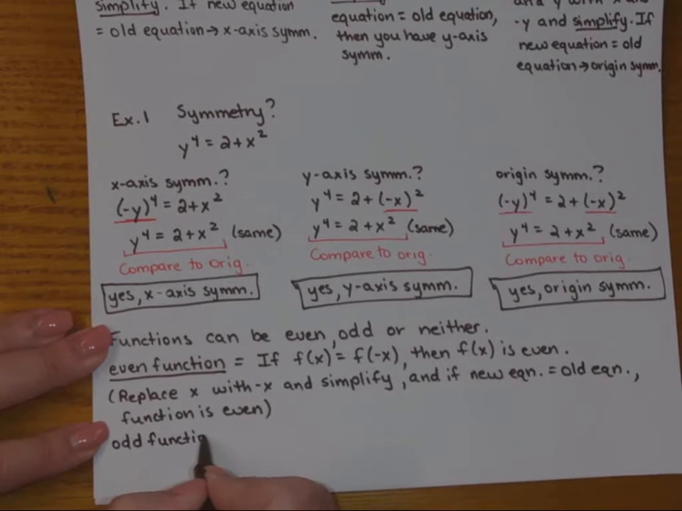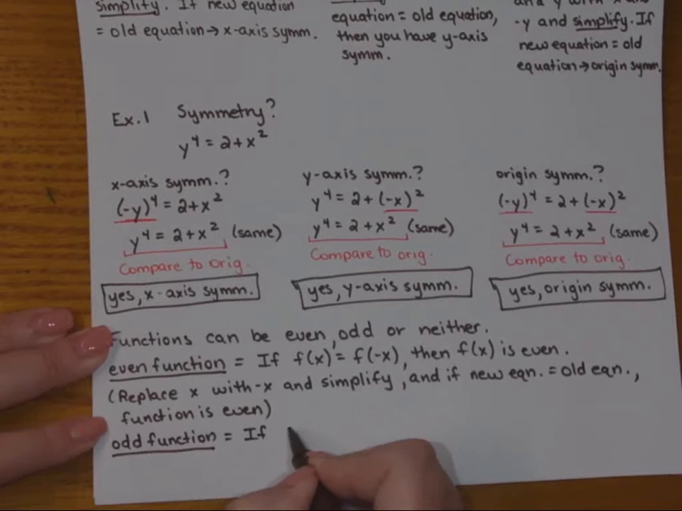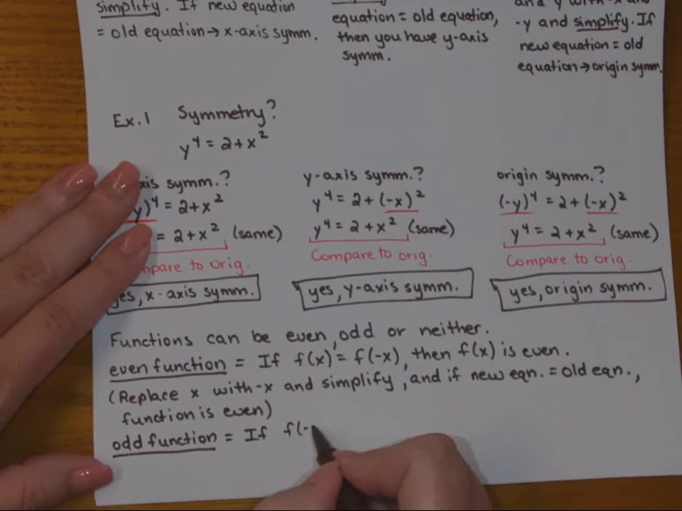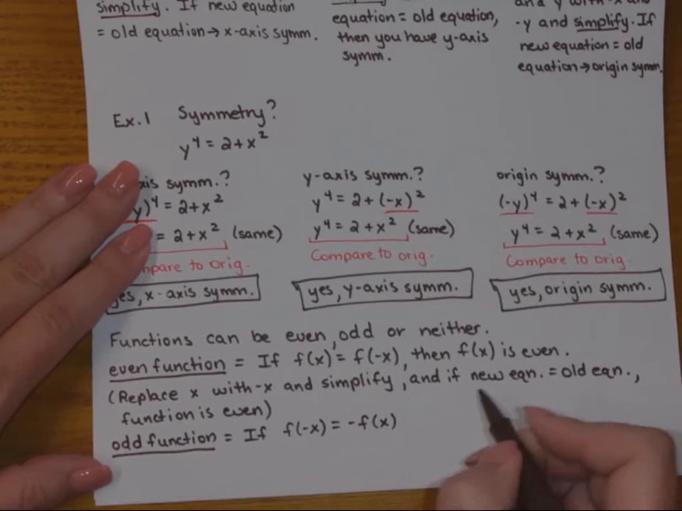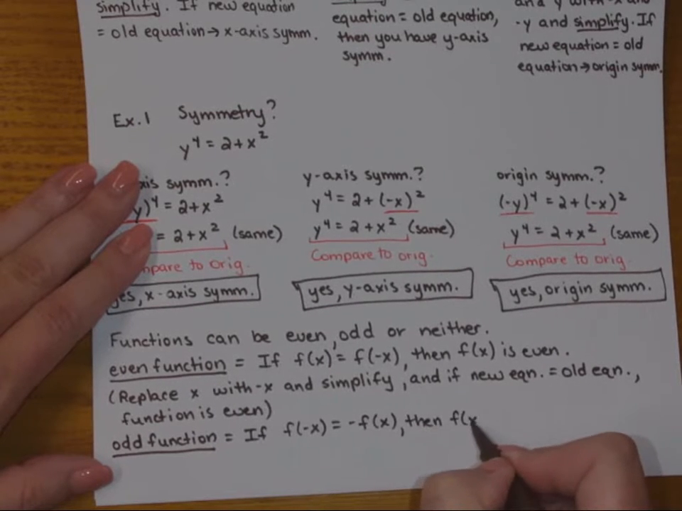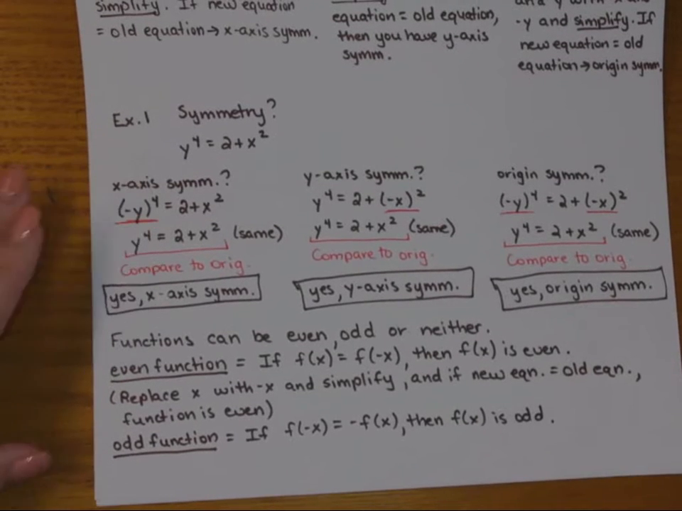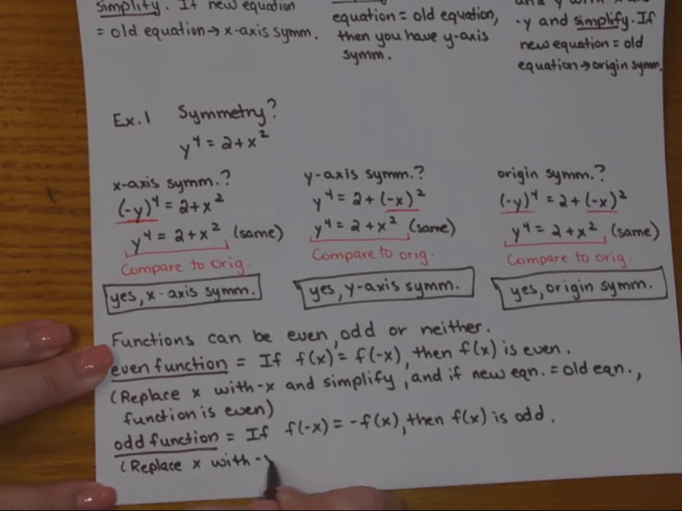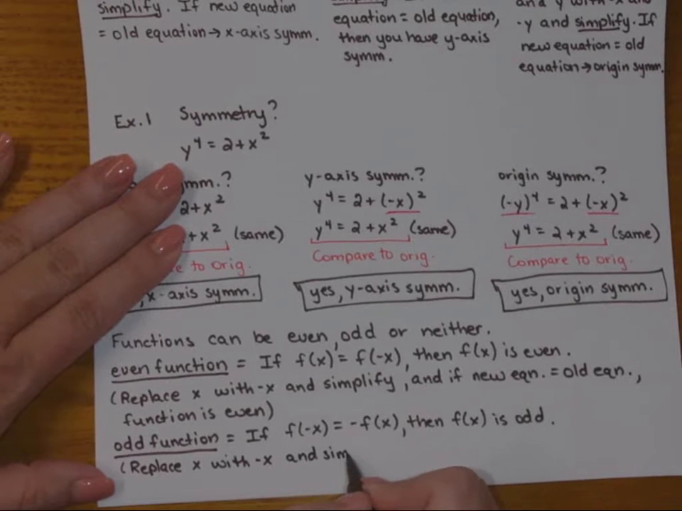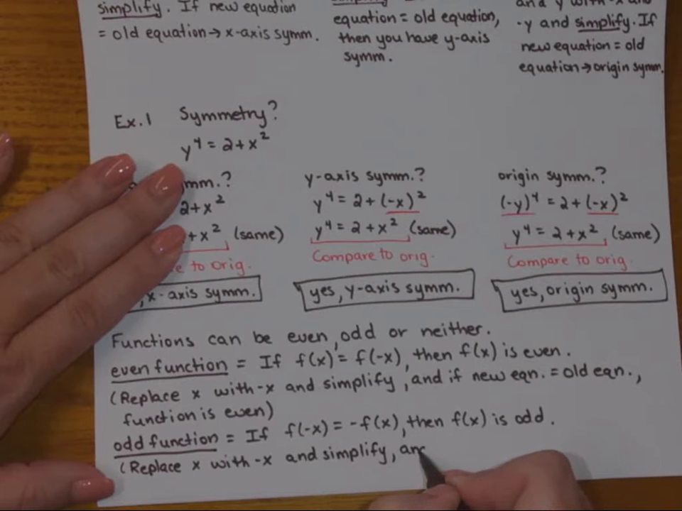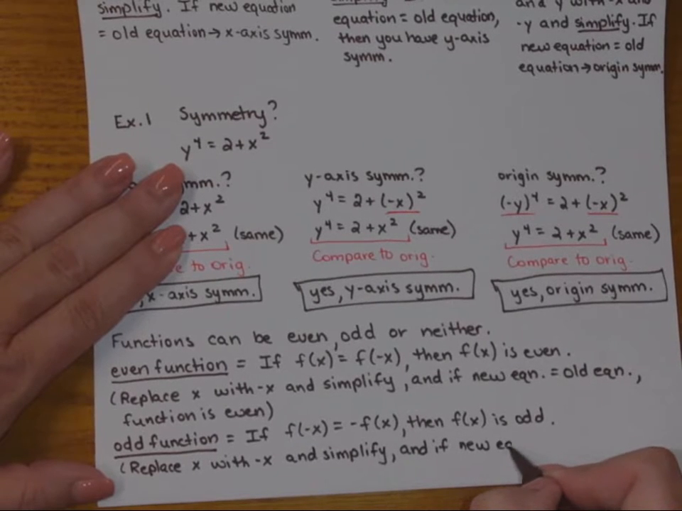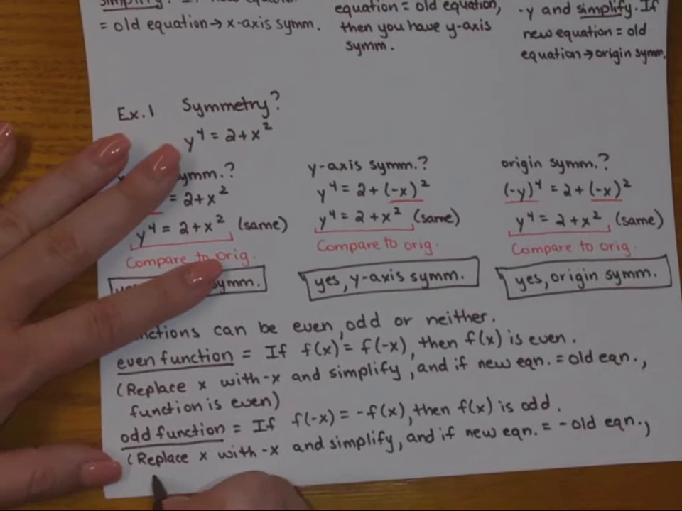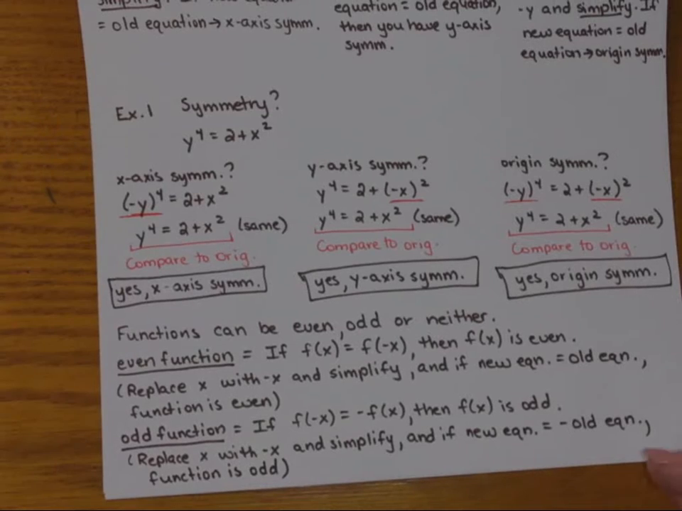So what about odd? The book's definition for odd is that if you have f of negative x and it's equal to negative f of x, then the function is odd. So the everyday explanation of this is that you're going to replace x with negative x again. Notice what we do is the same for both of them, and simplify. The only thing that's different is kind of the result you get. And so if it's going to be odd, then the new equation is going to be the negative version of the old equation. And then we know the function is odd. So rather than it being exactly the same as what we started with, we will have the negative version.